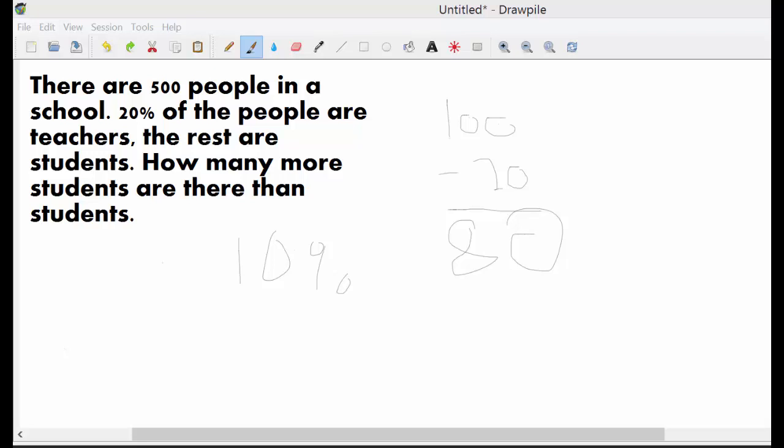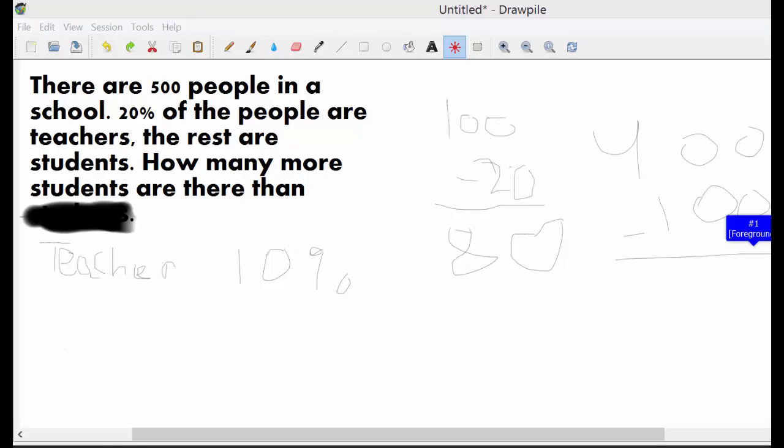So then we take 100 and subtract it from 500. And what do we get? We get 400. So the number of students is 400.